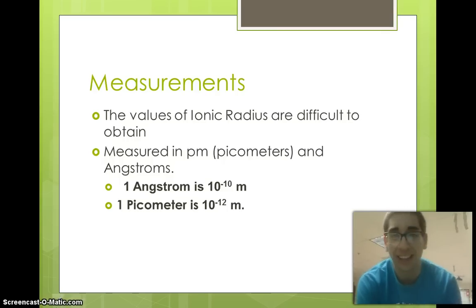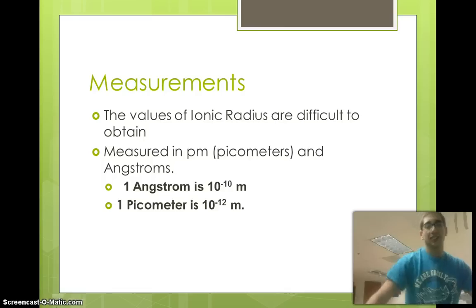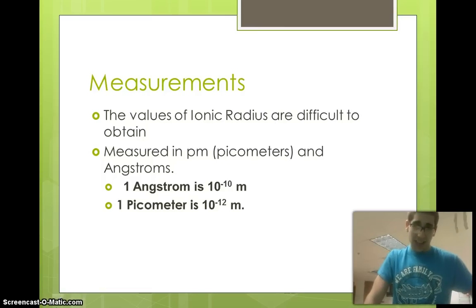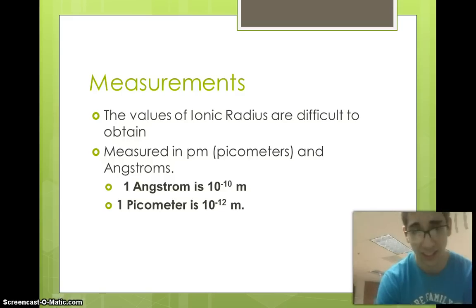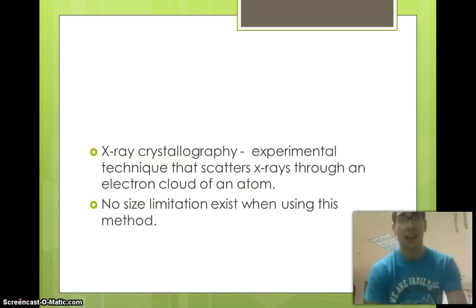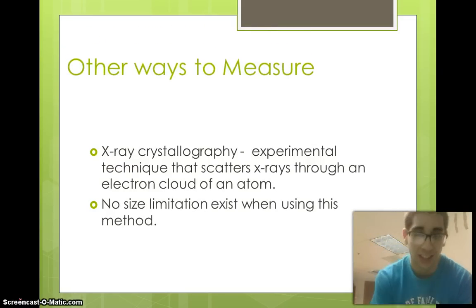Values of ionic radius are very difficult to obtain, and they are measured in picometers and angstroms. For those of you that don't know, an angstrom is 10 to the negative 10th meter, and 1 picometer, you should already know this from previous sections, is 10 to the negative 12th meters. Another way to measure ionic radius is with X-ray crystallography.